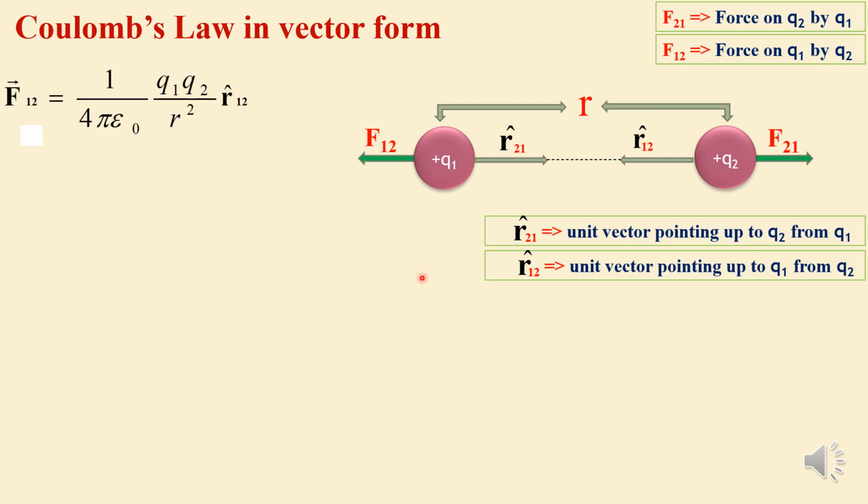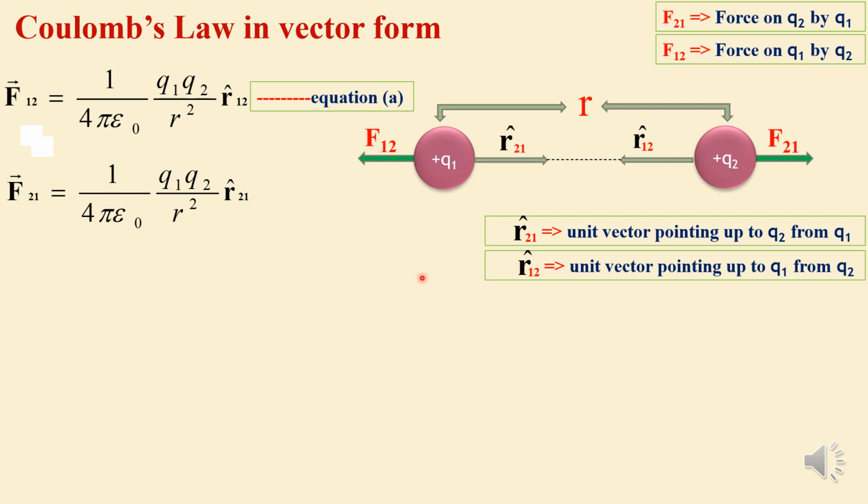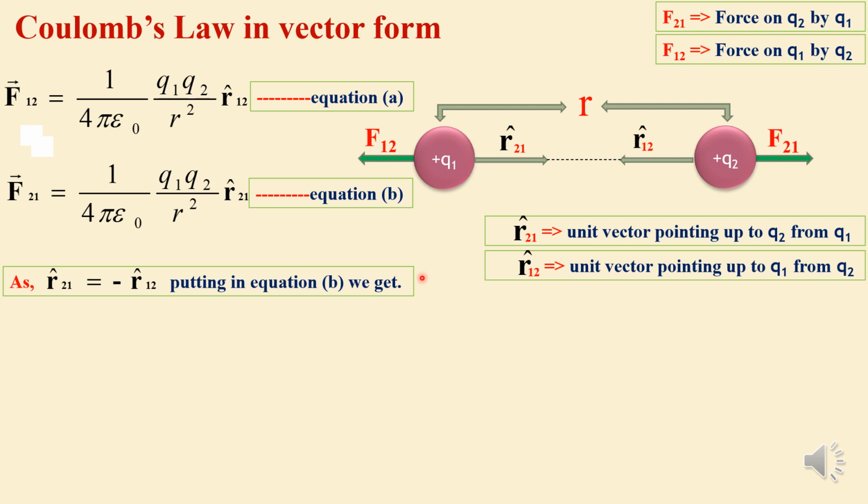So we can write F12 is equal to 1 upon 4 pi epsilon naught, Q1 Q2 divided by R square, into R cap 12. Let's say it is equation number A. And similarly, we can write F21 is equal to 1 upon 4 pi epsilon naught, Q1 Q2 divided by R square, into R cap 21. Let's say it is equation number B. As R cap 21 is opposite in direction to R cap 12, we can write R cap 21 is equal to minus R cap 12. The minus sign shows the opposite direction.